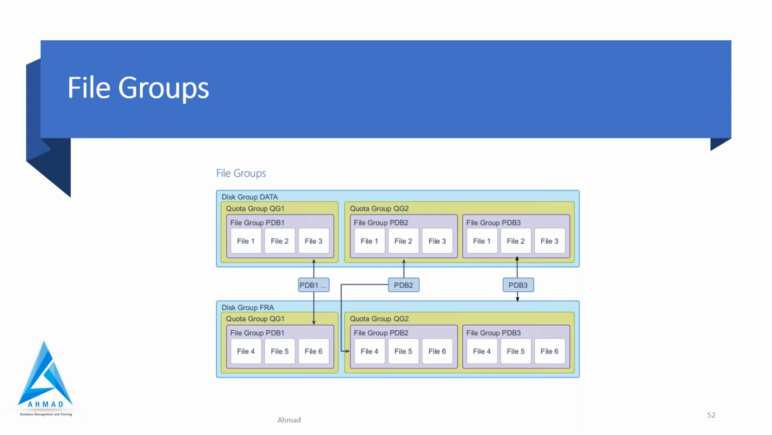Okay, so when a database, PDB or CDB, is created, if an existing file group has a client ID or name that matches the ID or name of the database, so PDB or CDB, then that file group is used to describe its files. Otherwise, a new file group is created for the database, for the PDB or CDB.